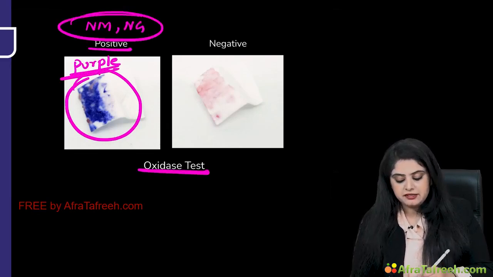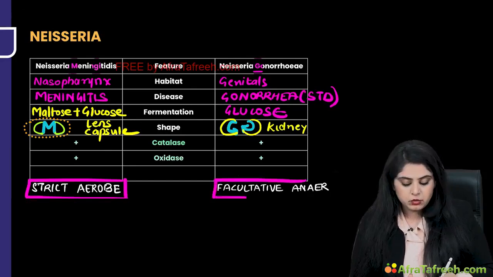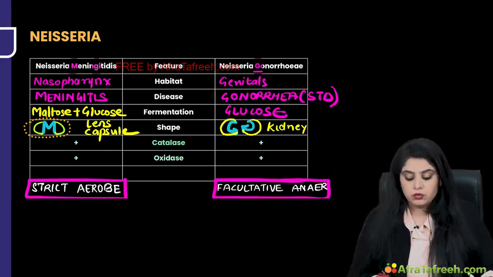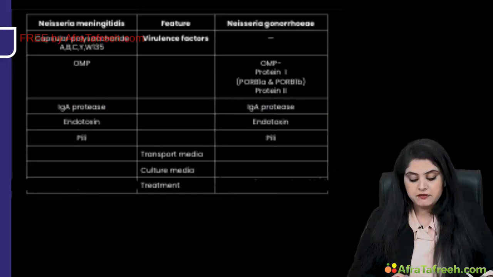meningitidis and Neisseria gonorrhoeae. Please note, Neisseria meningitidis is a strict aerobe, whereas gonorrhoeae is a facultative anaerobe. The story is not over. The table is continuing. Now you need to know what their virulence factors are.